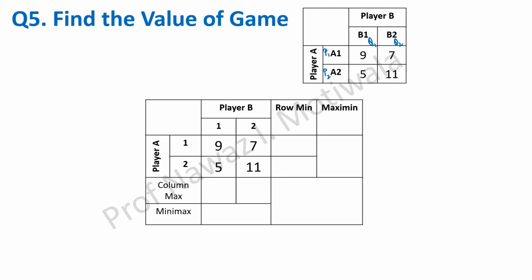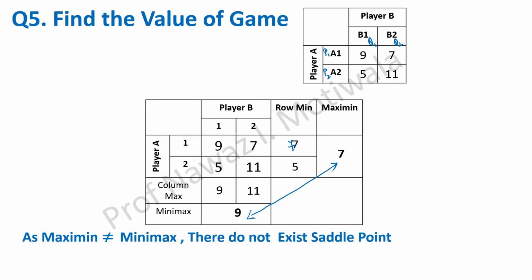So here you can check in the first row 9 and 7. So minimum value is 7. Here the values are 5 and 11. So minimum value is 5. And out of these two, the maximum value is 7. Similarly, if I go for column side, the maximum in column 1 is 9. Maximum in column 2 is 11. And minimum from these is 9. So here you can see the difference. Minimax is not equal to maximin. So I will write the statement as: maximin is not equal to minimax, there does not exist a saddle point, hence going for mixed strategy. Understood?